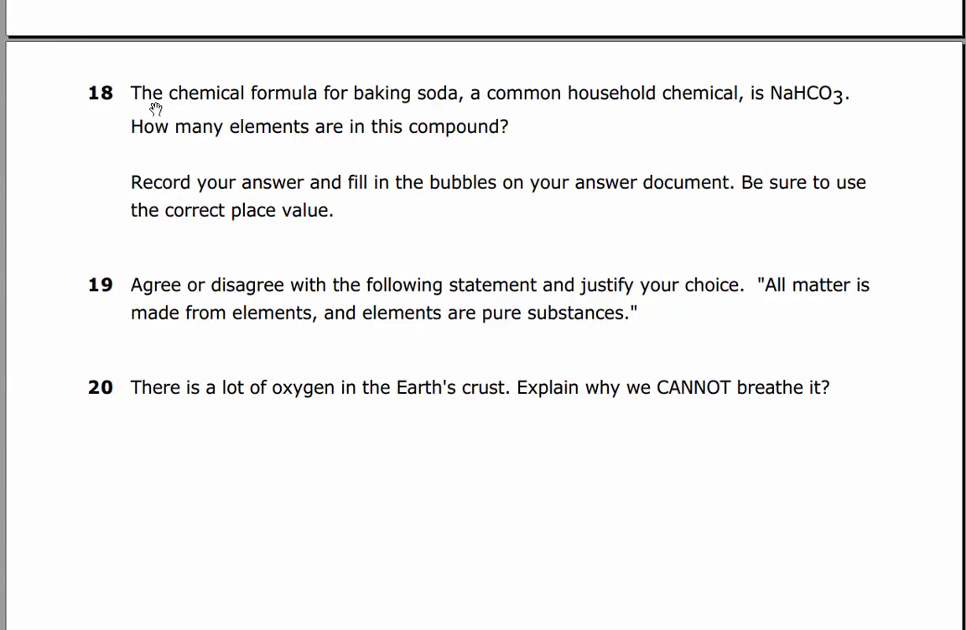Number 18, the chemical formula for baking soda, a common household chemical, is NaHCO3. How many elements are in this compound? Record your answer and fill in the bubbles on your answer document. Be sure to use the correct place value.